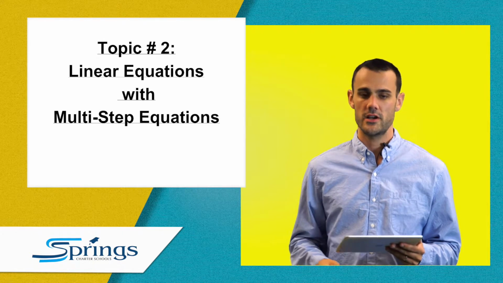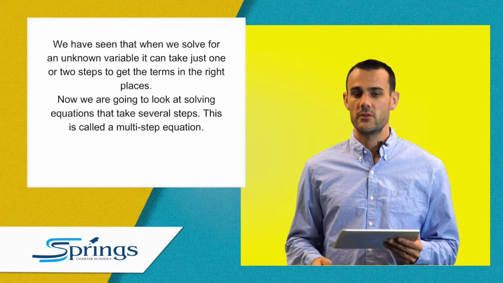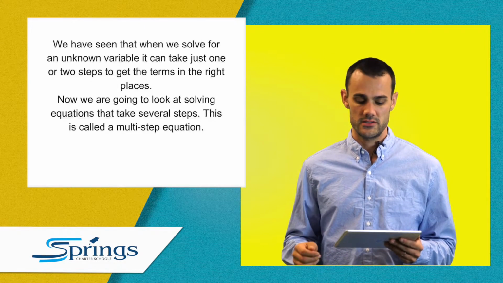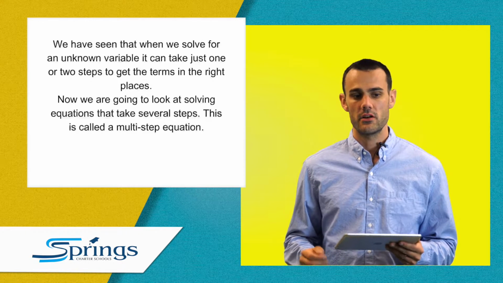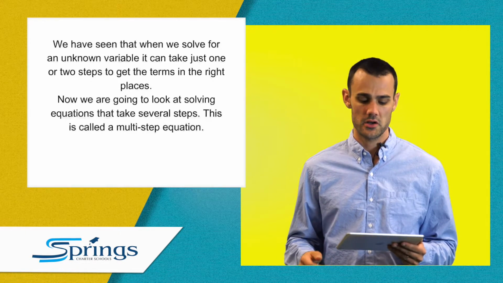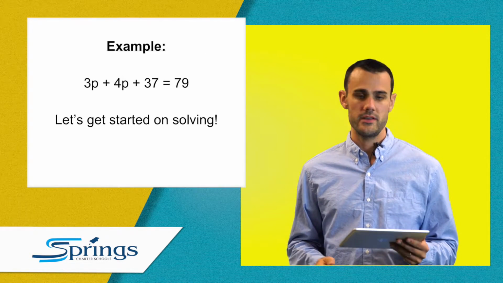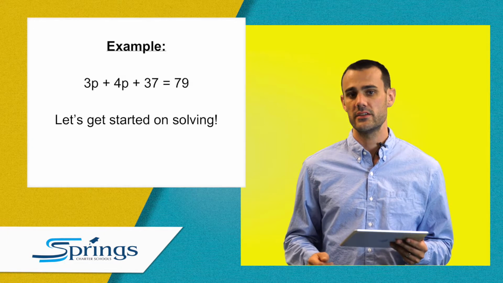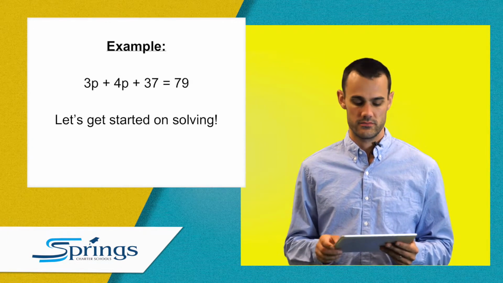Topic 2: linear equations with multi-step equations. We have seen so far that we can solve for an unknown variable in just 1 or 2 steps. But we also have to remember there are more complex and difficult equations out there where it may take many steps, or what we call multi-step. Here's an example: 3p plus 4p plus 37 equals 79. Let's get started on solving this.